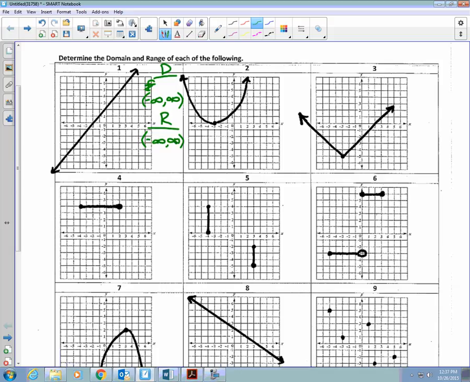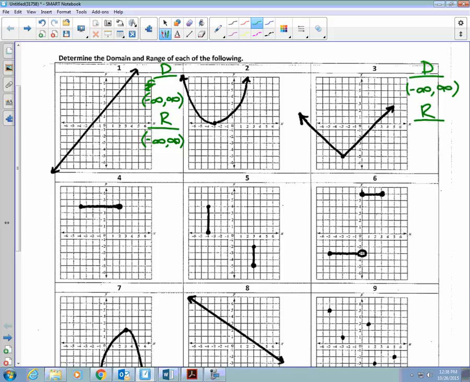Every single time you pick an x value, say you pick an x value way back here, you will find a corresponding y value. Every time you pick a y value, you will find a corresponding x value that goes with it. So the domain and the range are from negative infinity to positive infinity. Okay? But number 3 is different. Anybody look at it and see what the domain is? Again, negative infinity to positive infinity, all real numbers.